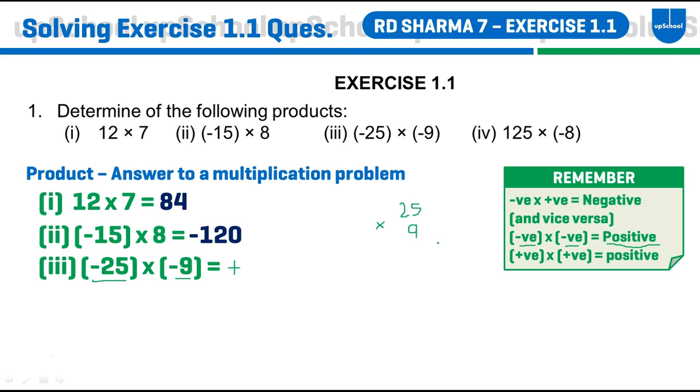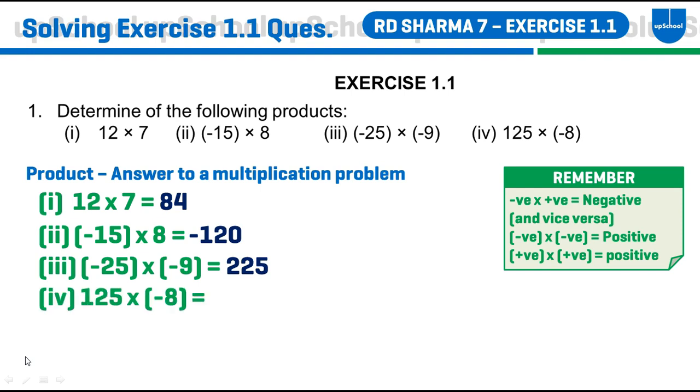9. Alright, so 9 times 5 is 45. So 5, we carry the 4. 9 times 2 is 18. Plus 4 is 22. So our answer is 225. So yes, our answer is going to be positive 225. Positive 225, or simply just 225. So our answer is positive 225.